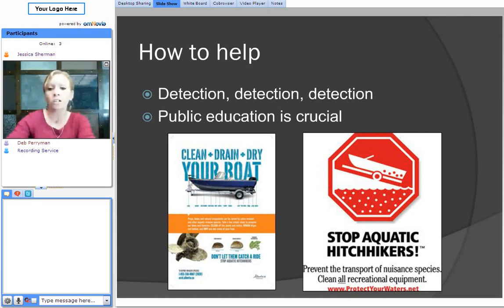So being able to detect it, or know where the potential for it to occur. So not just detection, but being able to preemptively identify, okay, this is a hot spot where they're likely to be seen. That's where you can section off your control efforts. And then public education.